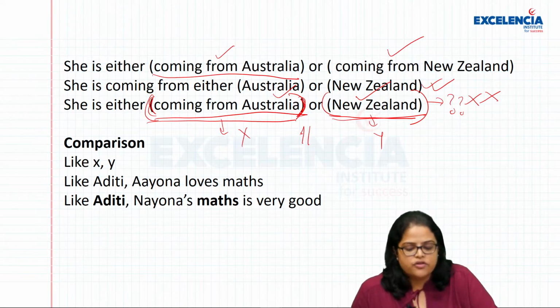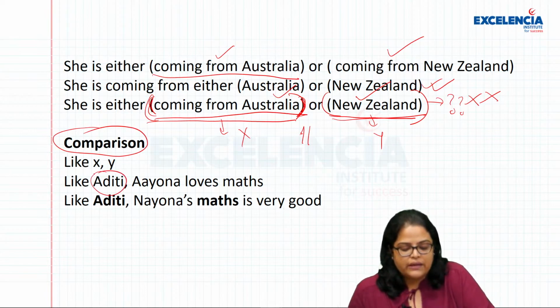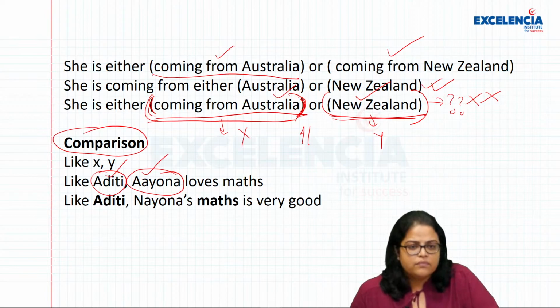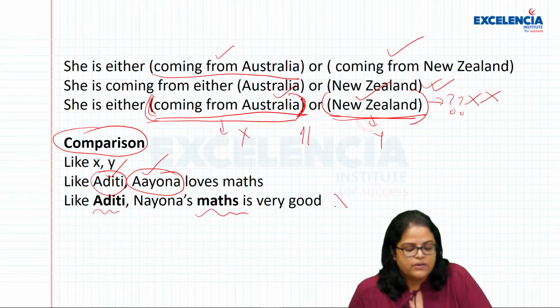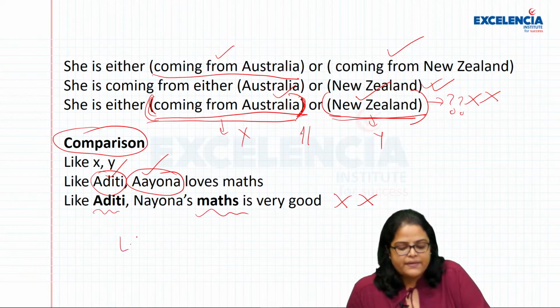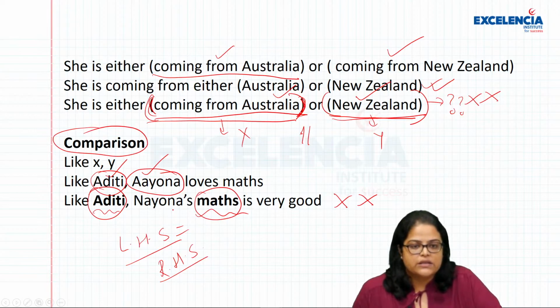Another part of parallel construction is comparison. Whenever you are comparing two things, please ensure that there is an apple to apple comparison. What do I mean by apple to apple comparison? If I'm saying Aditi, Noyana or Iona loves maths, it's perfect because I'm comparing two people. But if I say Aditi, Noyana's maths is very good, that's wrong, guys. The left hand side should match the right hand side. My left hand side here is Aditi and my right hand side here is maths, which is incorrect.